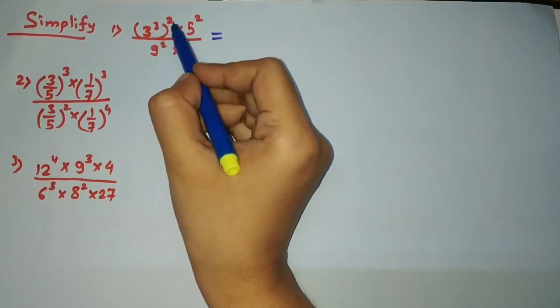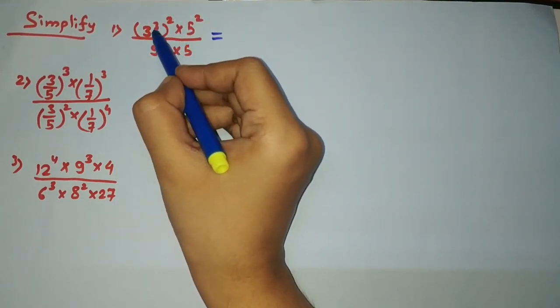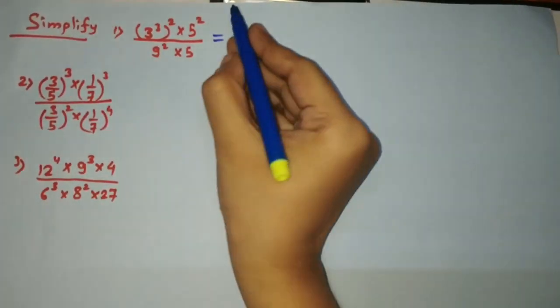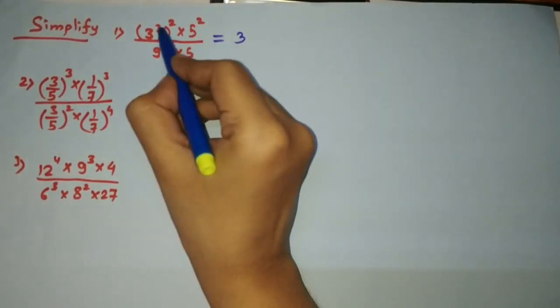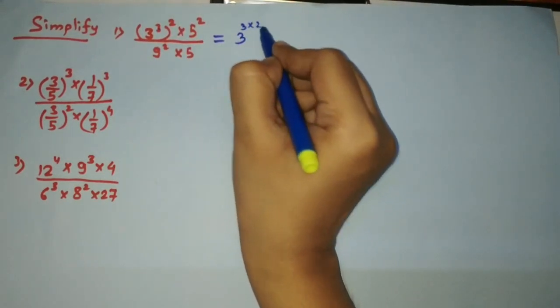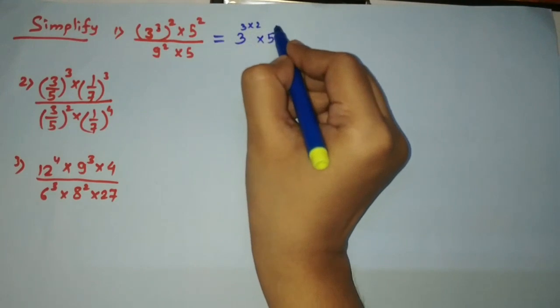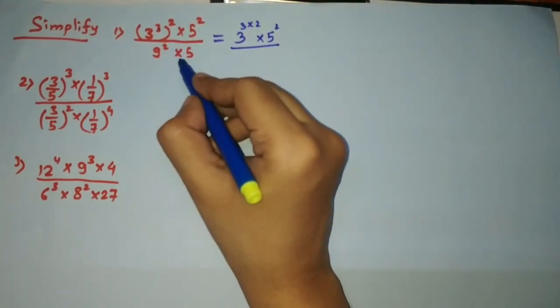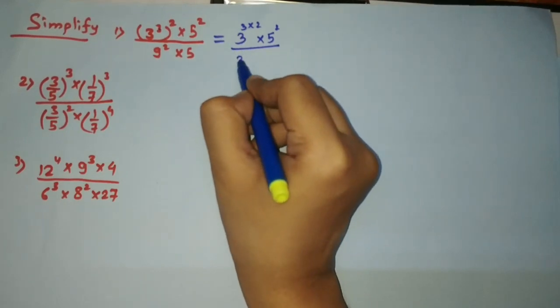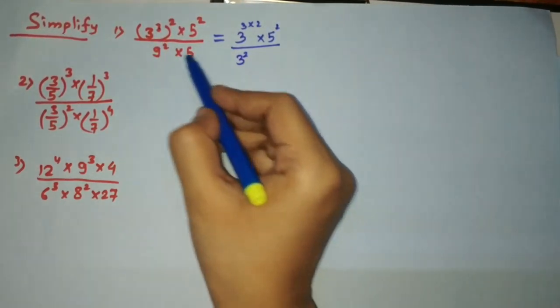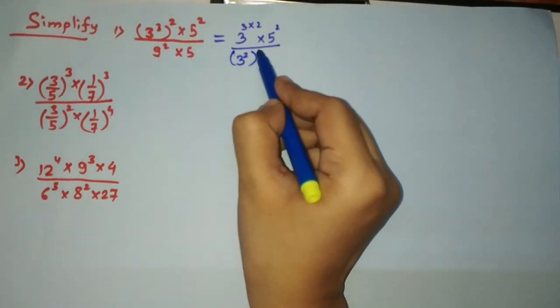Power of power is here. So I can write 3 to the power 2, it is again there. So friends, you can write 3 power of power, that is 3 into 2, into 5 square divided by 9 square. Friends, 9 I can write as 3 square. 9 is nothing but 3 square. Again the power is 2, so I will write it like this.